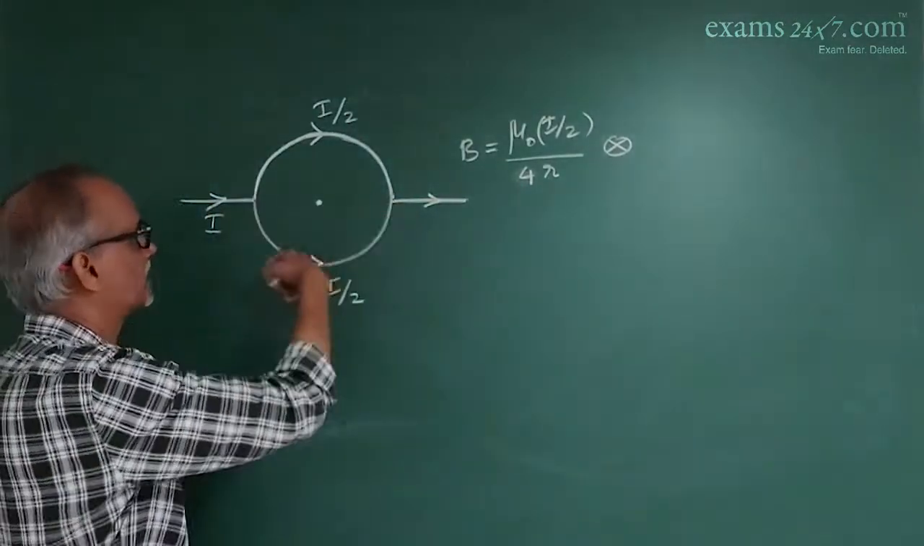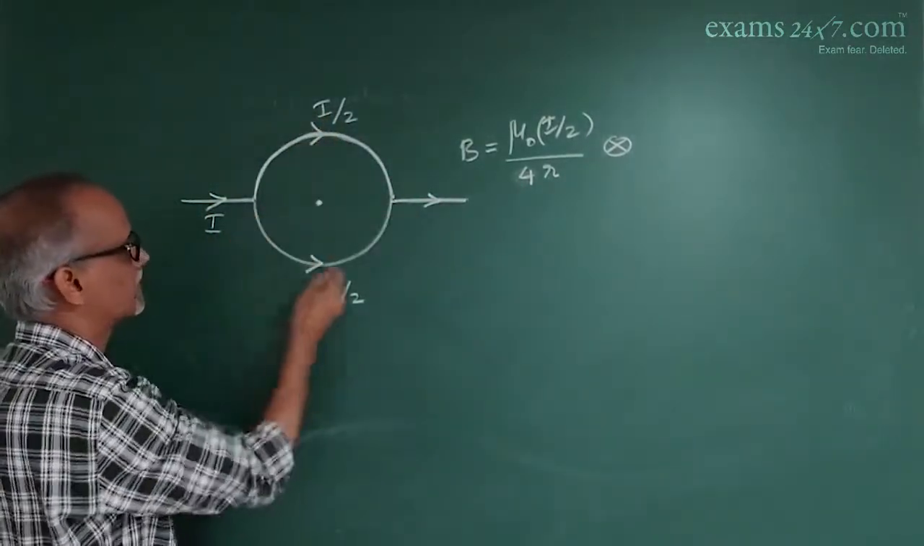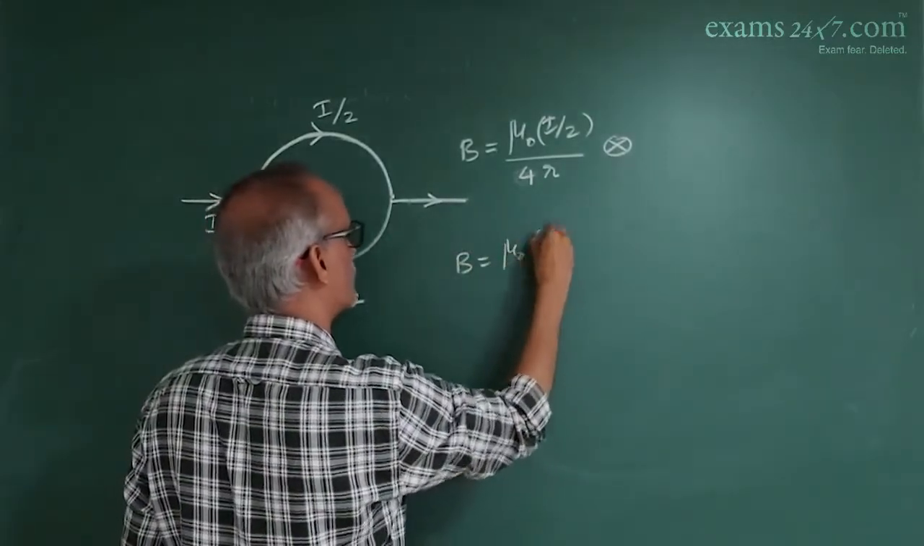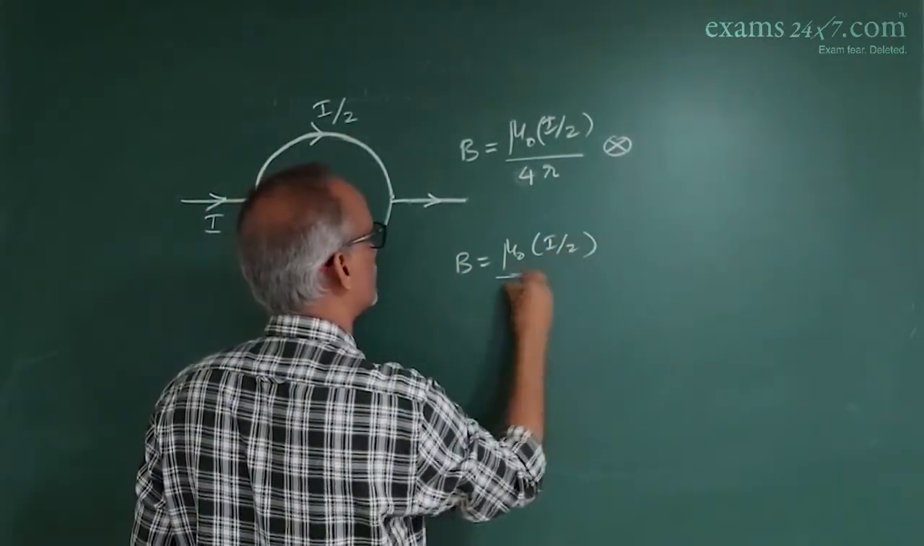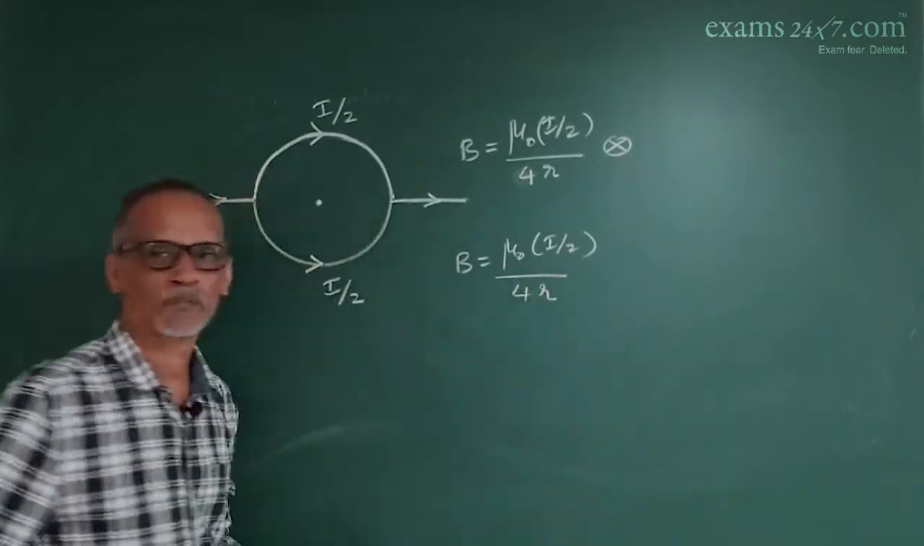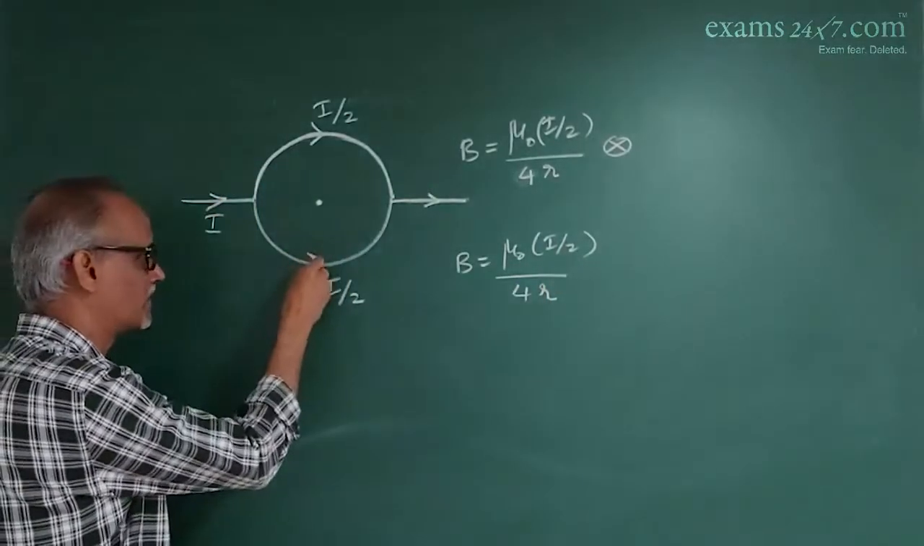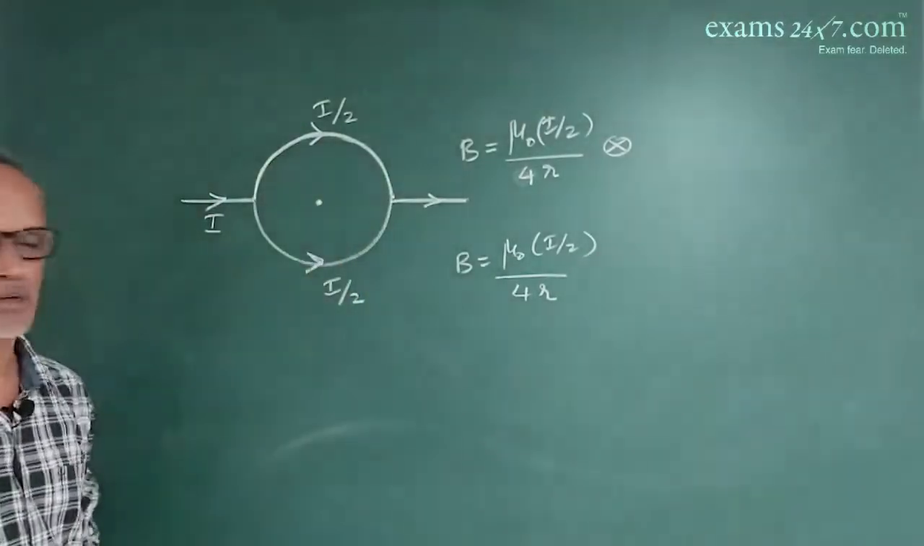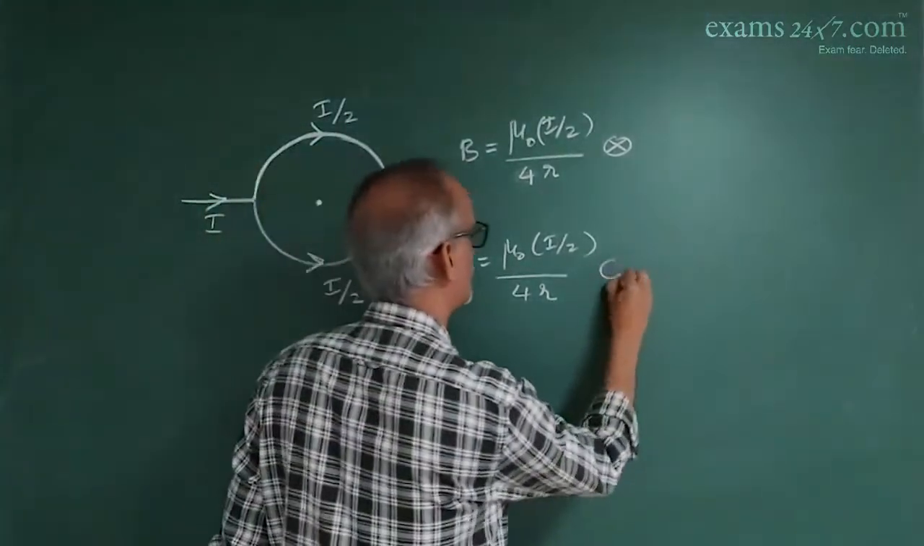This part of the conductor is exactly the same, right? Can you see that? Therefore, the field due to this part is B equal to mu naught I by 2 by 4R. But see, the current flows in the anti-clockwise direction. Clockwise is inward, anti-clockwise it is outward.